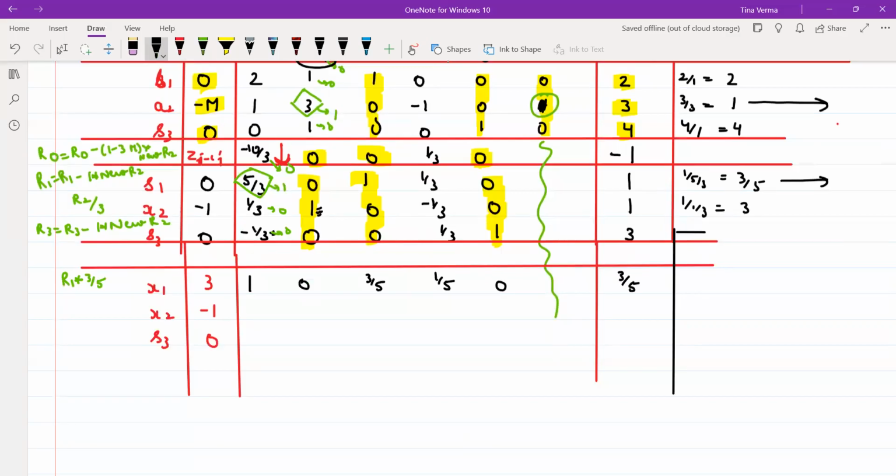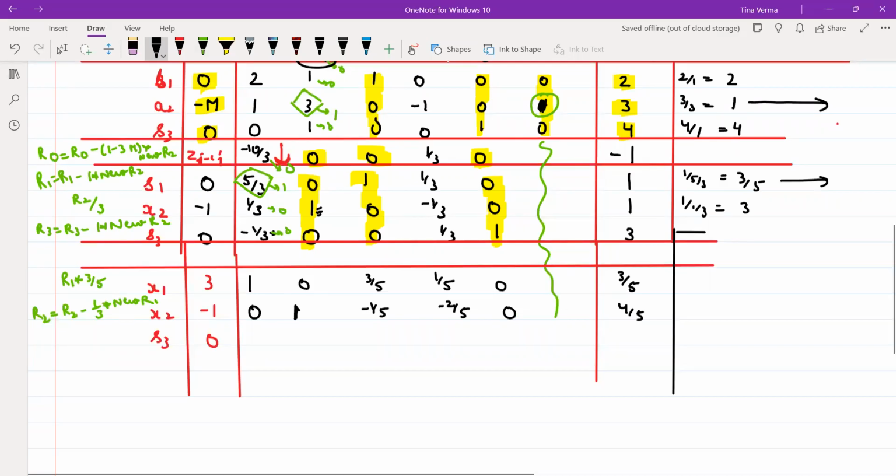Here your entry is 3 by 5. And this element you have to make 0. So you can apply your row transformation that R2 minus 1 by 3 into your new R1. So this entry will become 0, 1, minus 1 by 5, minus 2 by 5. And this is your 0. This entry is 4 by 5.